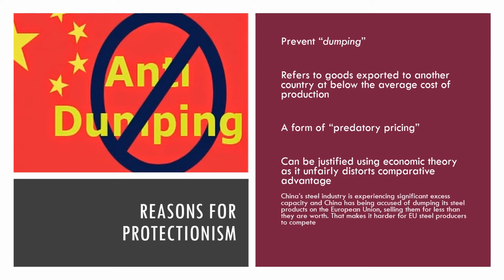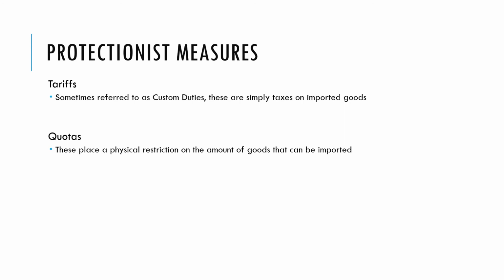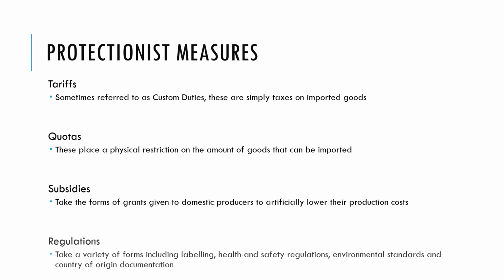An example might be China's steel industry, which has significant excess capacity. And then China has been accused of dumping all this excess steel on the European market at very low prices, selling them for less than the cost of production in order to recoup variable costs rather than fixed costs. And this makes it harder for EU steel producers to compete. So what can a government do if it wants to restrict imports? Well, we're going to look at 4 main tactics that the government can use.